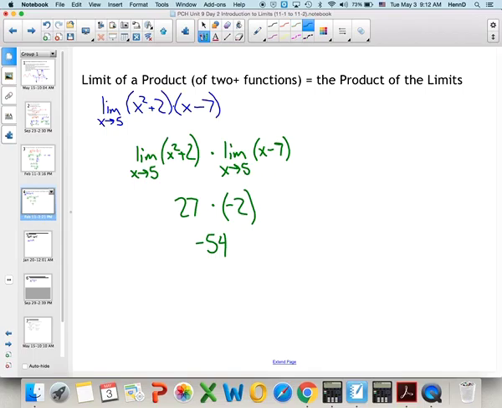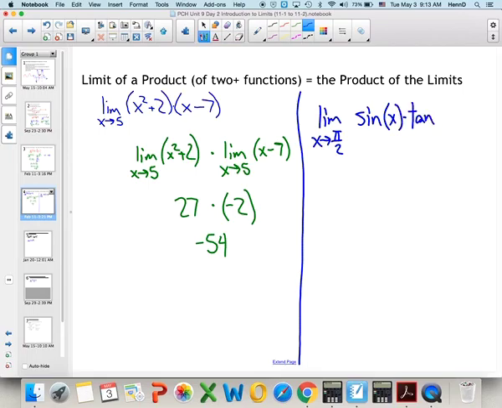To look at a little more sophisticated instance of this, let's say you had the limit as x approaches pi over 2 of sine of x times tangent of x. Okay? And I have absolutely no idea what sine of x times tangent of x would look like if I were to graph it. Okay?